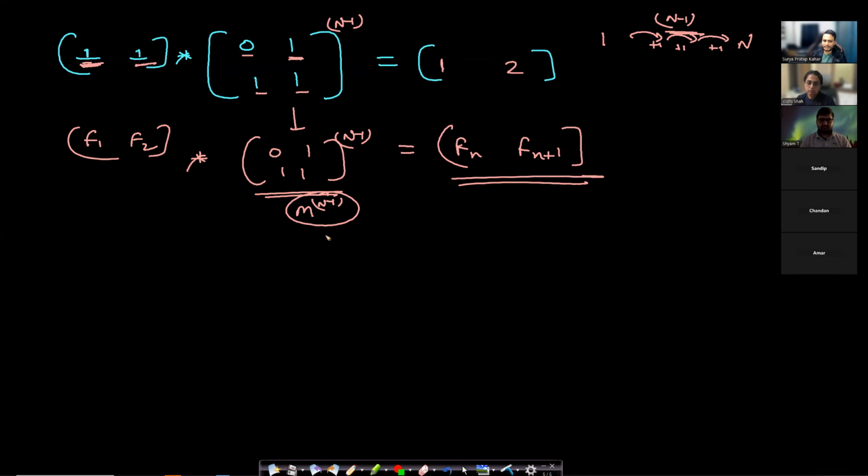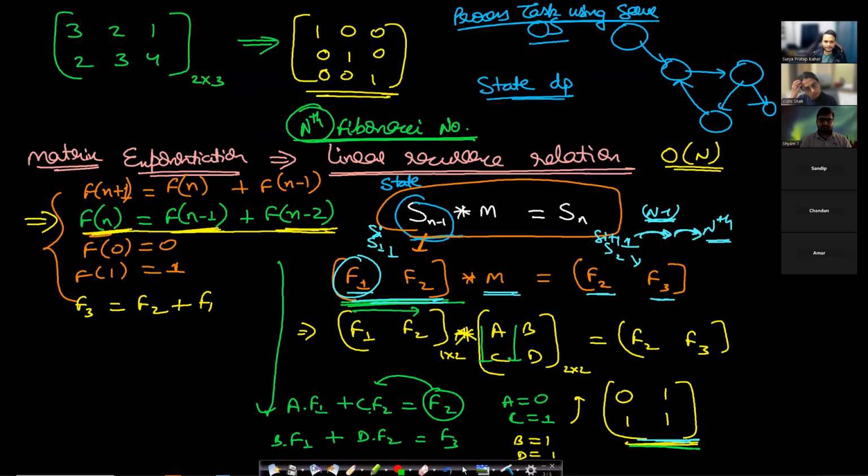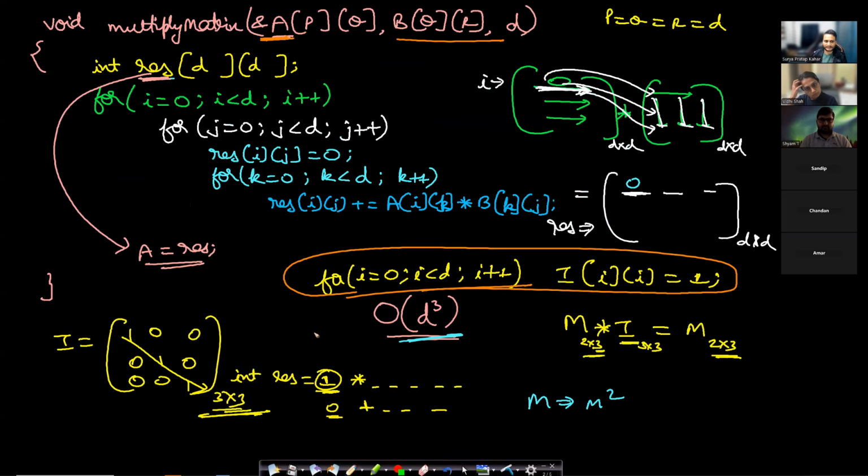And what will be the dimension of this M to the power n minus 1? Can you tell me? It will be 2 cross 2 only, because the same matrix is multiplied by the same matrix. And that's how the code was also written. This code is about multiplying the matrix with itself, where I have assumed D is the dimension because it is a square matrix, and then this entire piece of code will run. No problem.